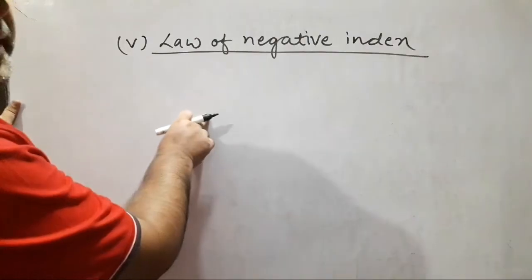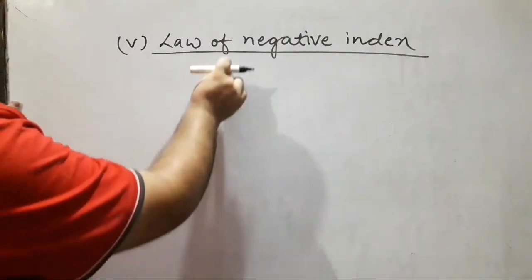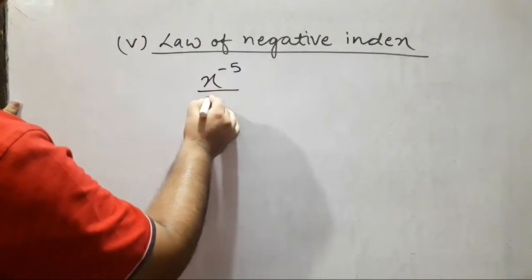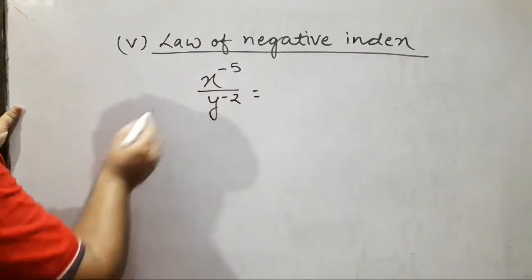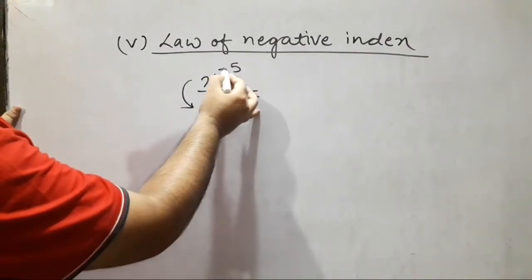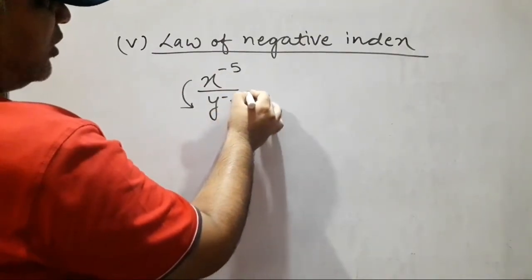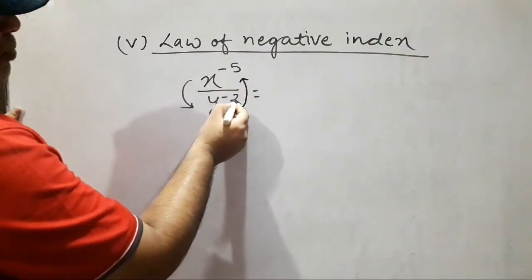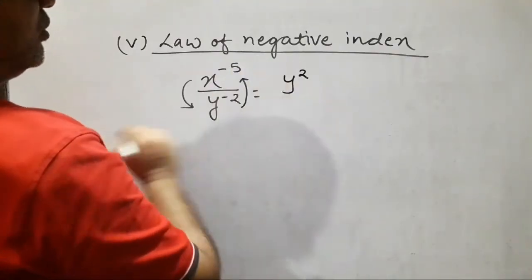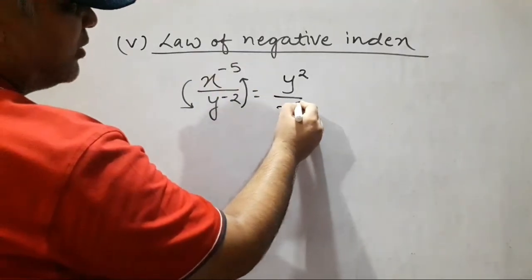Similarly, if there are two bases, one base in the numerator and another base in the denominator with negative powers, let's see. x power minus 5 by y power minus 2. If I take this x power minus 5 in the denominator, then the sign of this 5 will be altered. That minus 5 will become plus 5. And if I take y power minus 2 in the numerator, then minus 2 becomes plus 2. It will become y power plus 2 by x power plus 5.